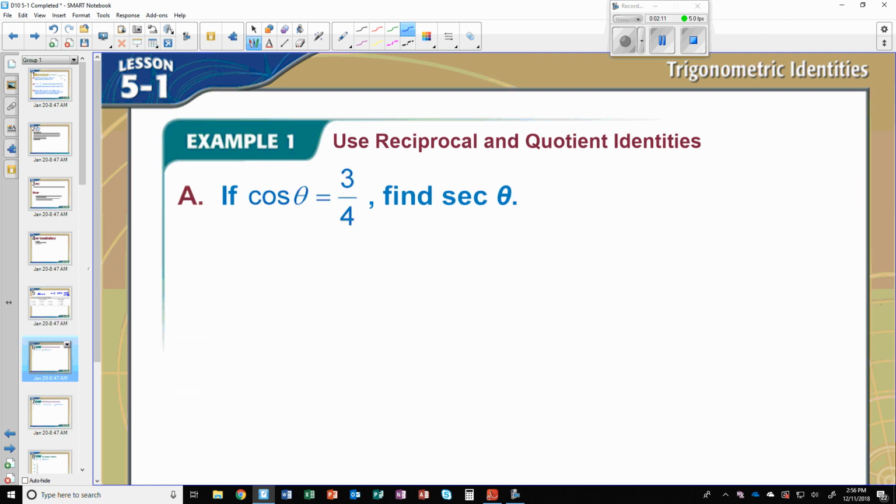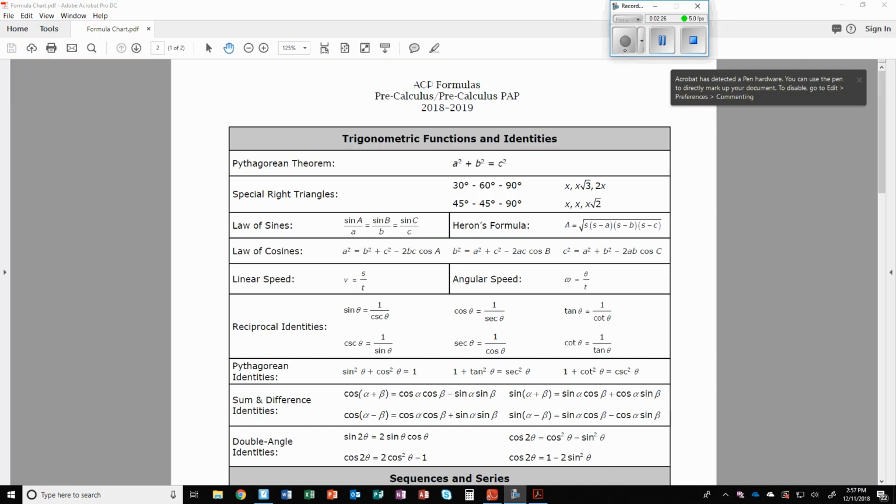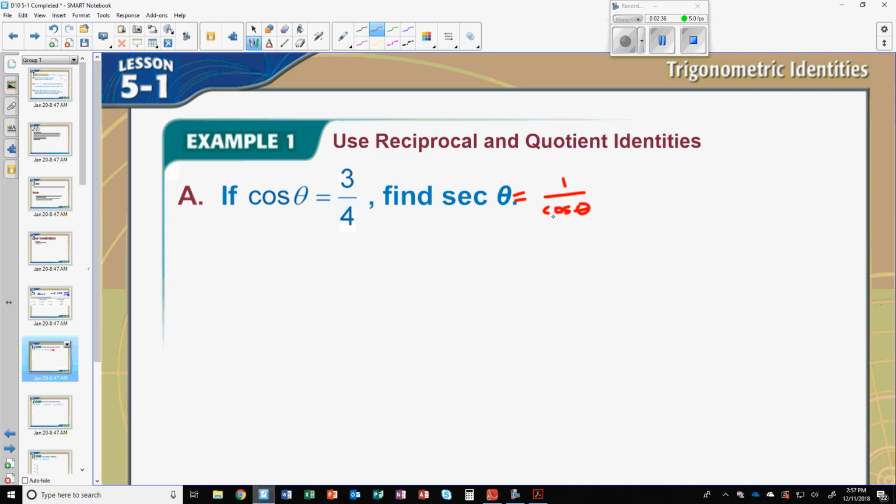All right? So let's take a look here. Example 1, A. It says if cosine theta is equal to 3 over 4, find CSC theta. Well, secant theta, remember, is the same thing as 1 over cosine theta. And if you're not sure, just go back and view the formula chart. Here I've opened up the formula chart, and you'll notice that on reciprocal identities, secant theta is 1 over cosine theta. So I come back over here. Now that I see that they're reciprocals, what that means is you just flip it. Since they're reciprocals, that word reciprocal means to flip. So if cosine theta is 3 over 4, then that means secant theta is equal to 4 over 3. And so this would be my answer here.